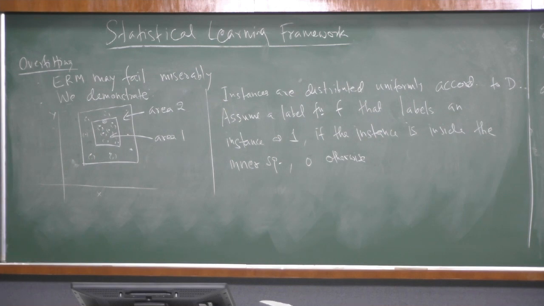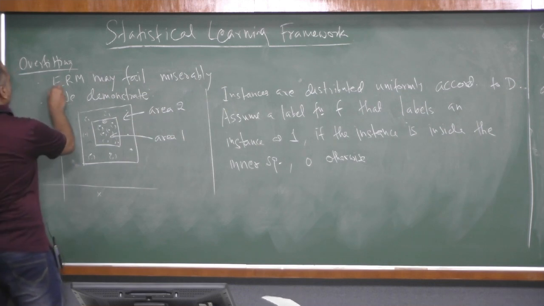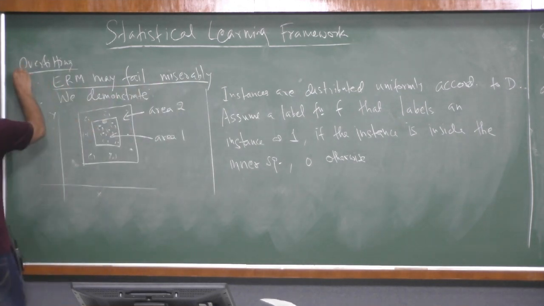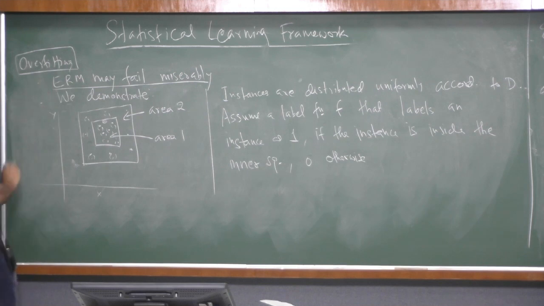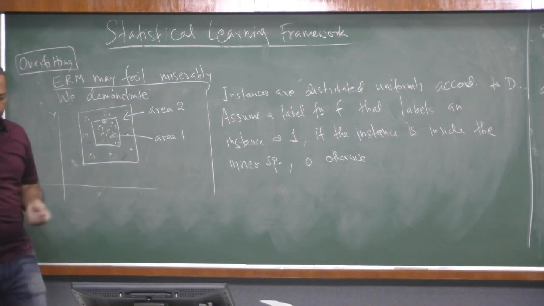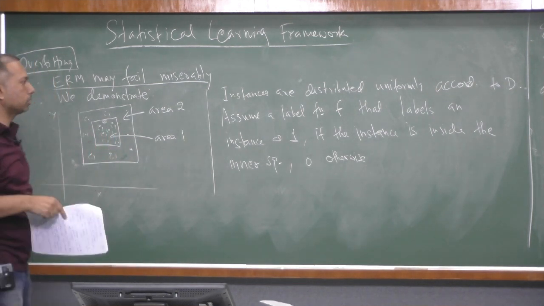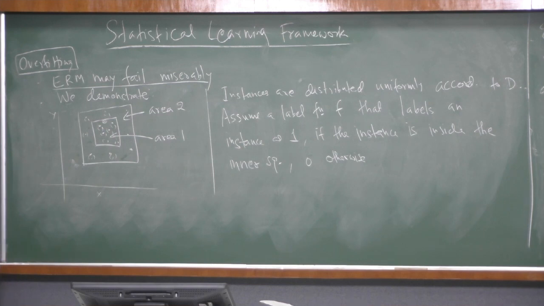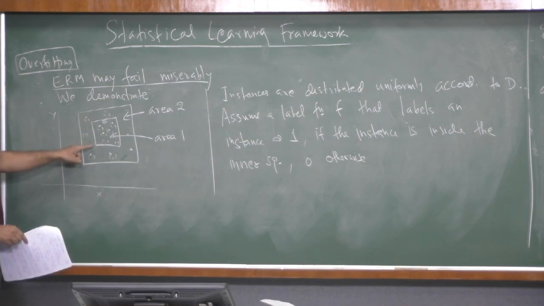Okay, so I started with the claim that ERM may fail miserably. And there is a concept called overfitting. So in view of this, I'm trying to explain where things can go wrong when you are learning. Usually we don't say things go wrong during training, because we think that the training data is the correct one. So let us build a prediction function on that.